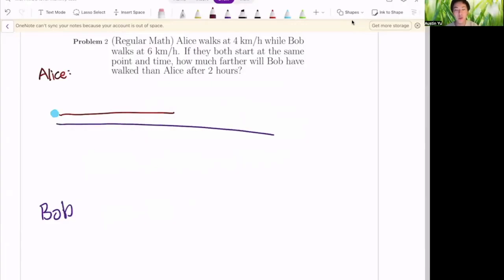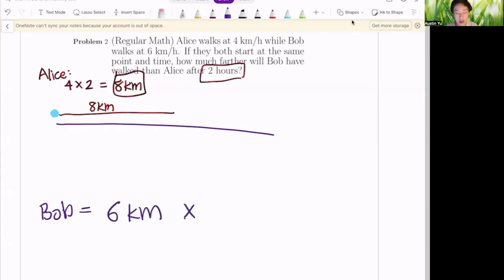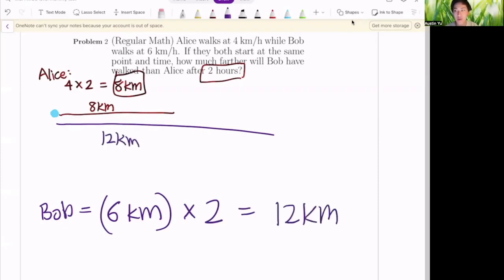And then we know that in 2 hours, Alice must have walked 4, because distance is speed times time, 2 hours, equals 8 kilometers in 2 hours. So this is 8 kilometers. And then we can do the same for Bob. Bob is just 6 kilometers times 2 hours, 12 kilometers in the same time. Which means that Bob will have walked 4 kilometers further than Alice, since Alice has walked only 8 kilometers, but Bob has walked 12 kilometers.